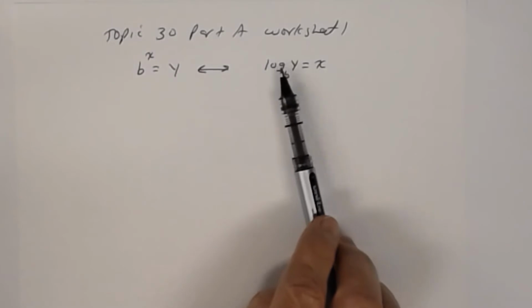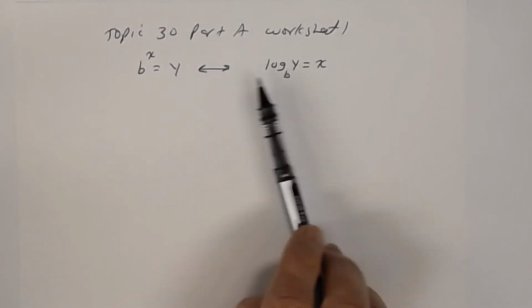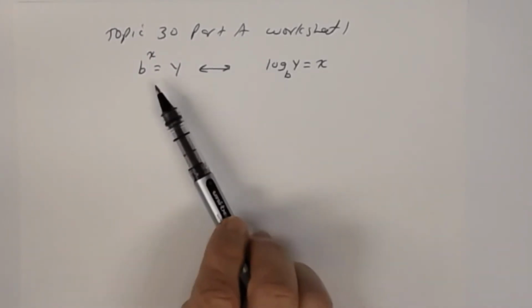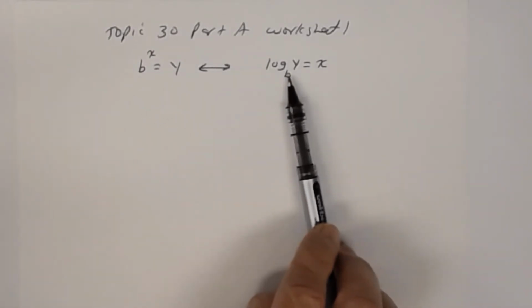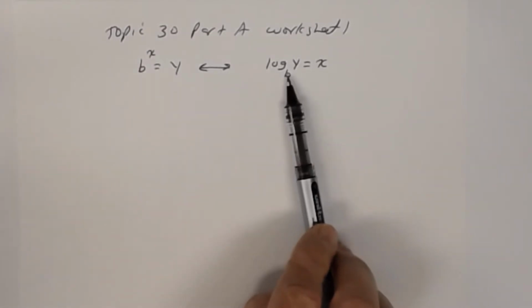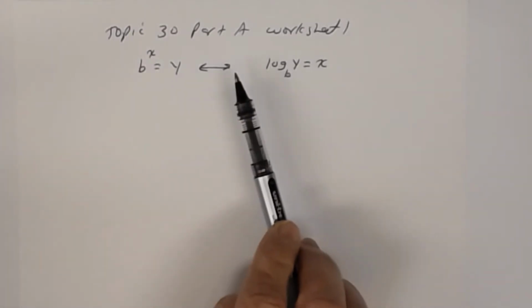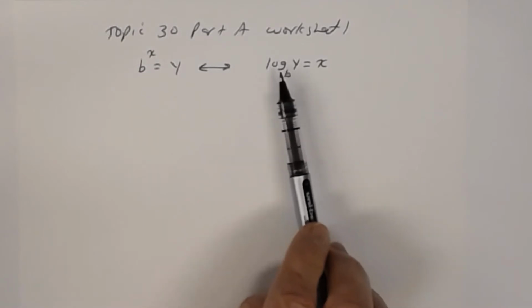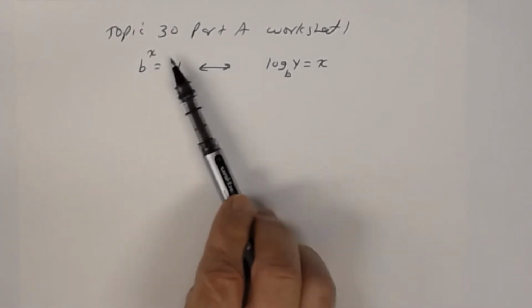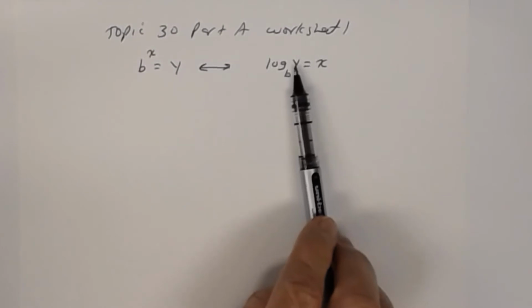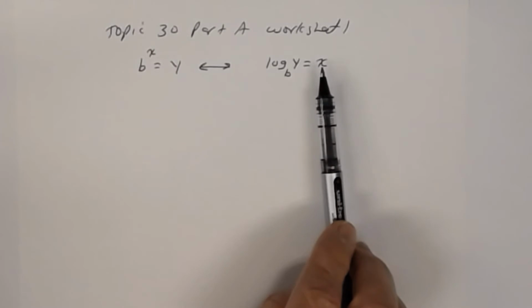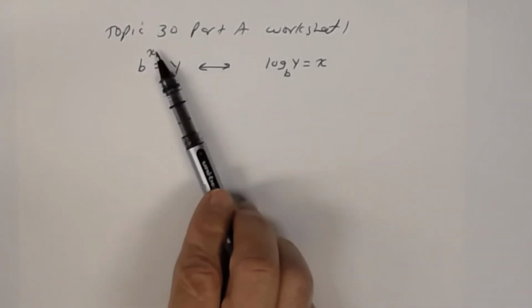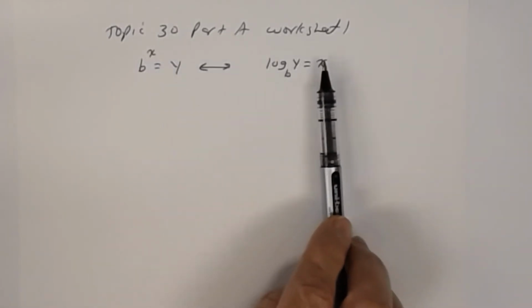So you're going to say the log. Now the log always has a base, and the base of the log is the base of the exponential. Make sure it looks like a subscript, like a base. Then you take the log of y, which we call the argument. So the log of the argument, base b, equals, and on the other side, your exponent.